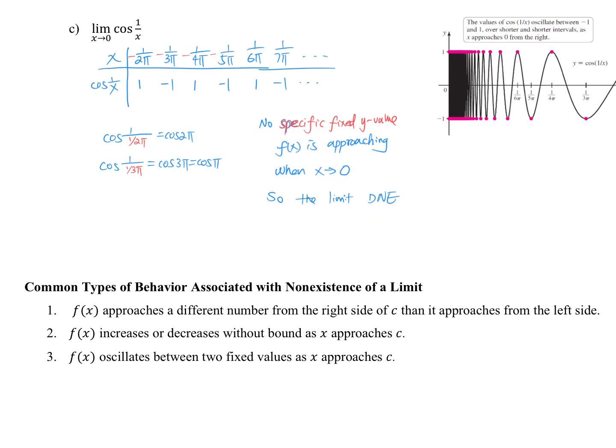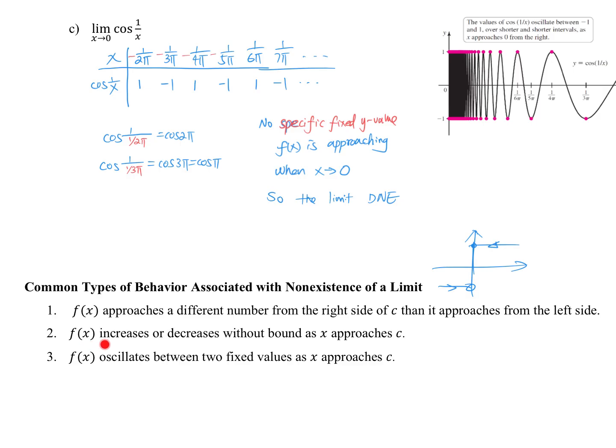So generally speaking, some common types of behavior associated with non-existence of a limit. Number 1, f of x approaches a different number from the right side of c than it approaches from the left side. This is the first example that we saw. The y value is approaching 1 from the left and approaching negative 1 from the right, right? So in this case, the limit doesn't exist.